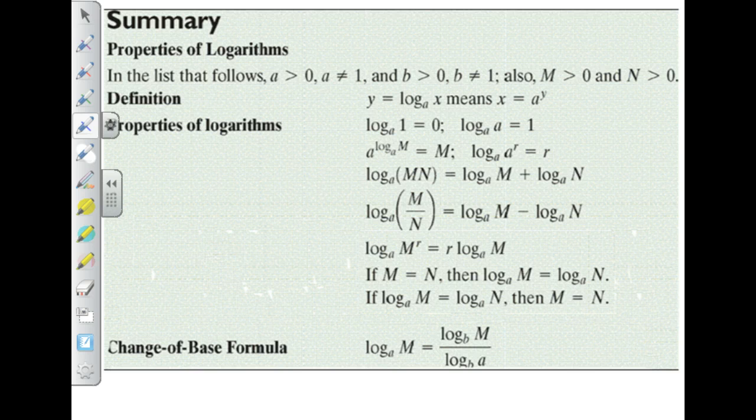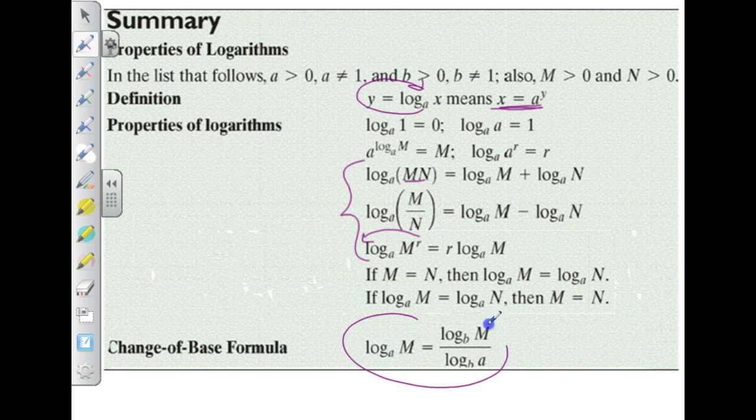That might be helpful. So here's all the things that we reviewed in this video. We got the definition, this fishhook, a to the y equals x. We've got the 3 log properties, the product, the quotient, and then the power rule. Remember, you just bring that r down up front. And then I have a change of base. And these are your properties, and this is a rule or a formula, and this is a definition.